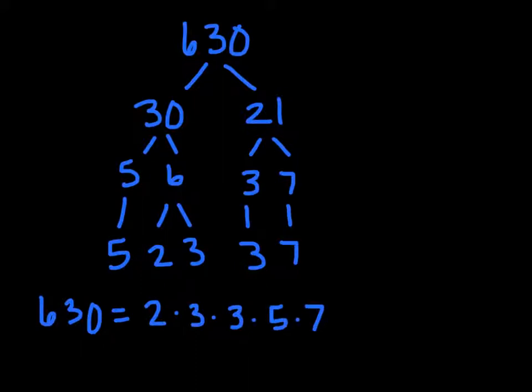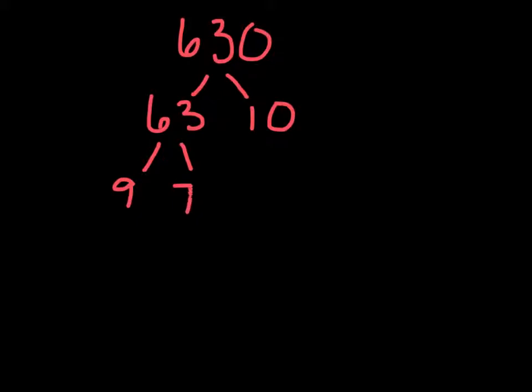That's the prime factorization. Let's write another possible factor tree. There's more than one possible way to find the prime factorization of 630. So let's follow another factor tree through. 630 is equal to 63 times 10. 63 and 10 each also have factors other than 1 in themselves. They are not prime. 63 is 9 times 7. 10 is 2 times 5.